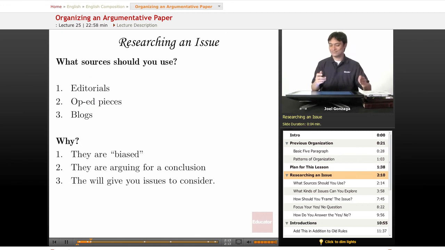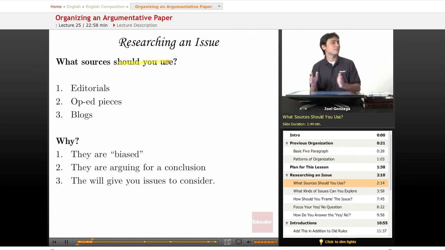Researching the issue. Well, what sources should you use to find an issue, to find a controversy, to find something that people debate and argue about? Well, you want to find the most biased, polemical, and possibly even inflammatory pieces of writing you can find. And I'm being mostly serious when I say that.